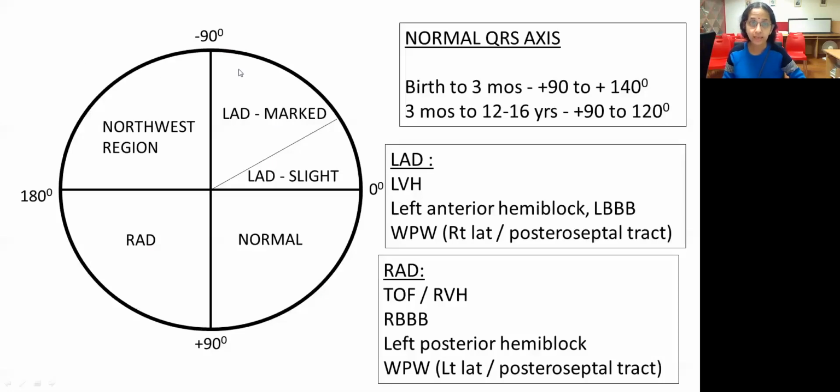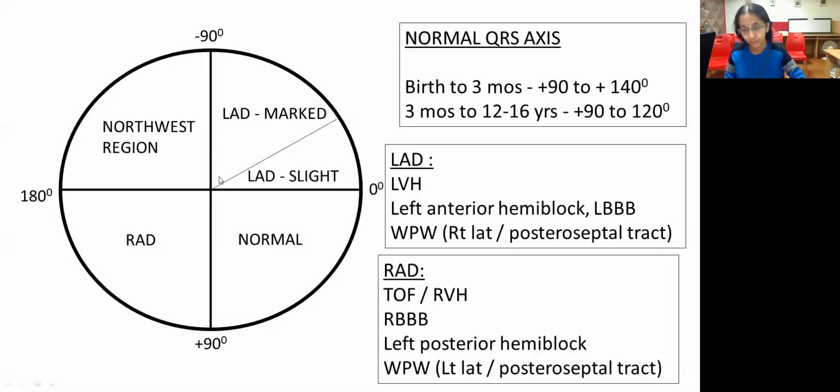Any axis which is in the left upper quadrant is defined as left axis deviation, and in the right lower quadrant is defined as right axis deviation. In the left axis deviation, if it's from 0 to minus 30 degrees, then it's defined as slight left axis deviation. And if it's minus 30 to minus 90, then it's defined as a marked left axis deviation. And when it's in the right upper quadrant, it is defined as a northwest axis. So it's the northwest axis or superior rightward axis.